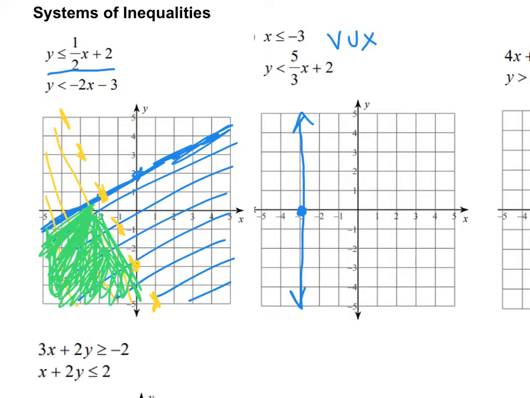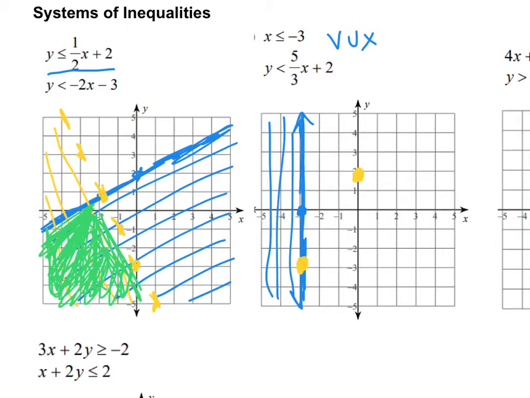Actually, let me do that like this. To the left of this line. Then I have my other inequality. Begin with b, which is 2. Move with m. Notice on this one I can't go up 5 and right 3, so I'm going to go down 5 and left 3.